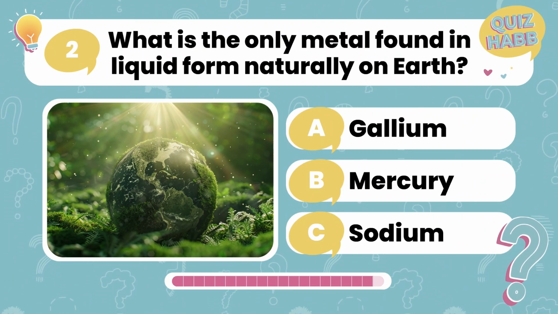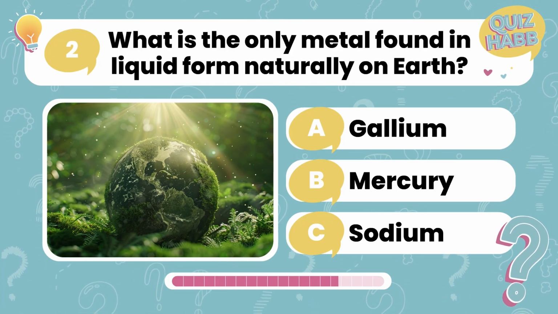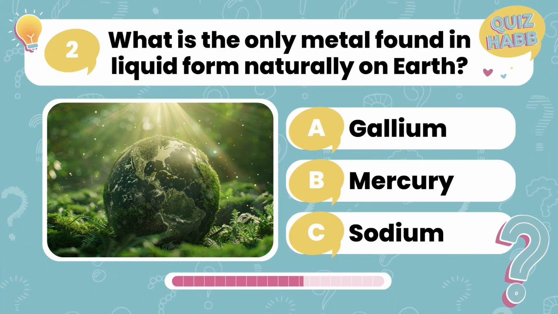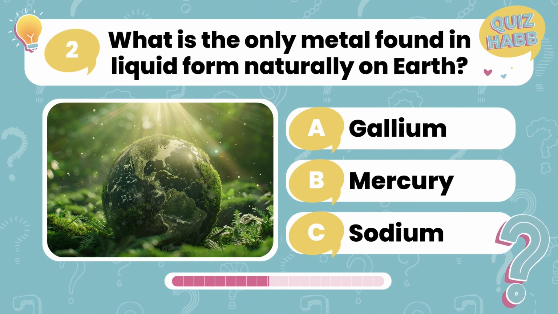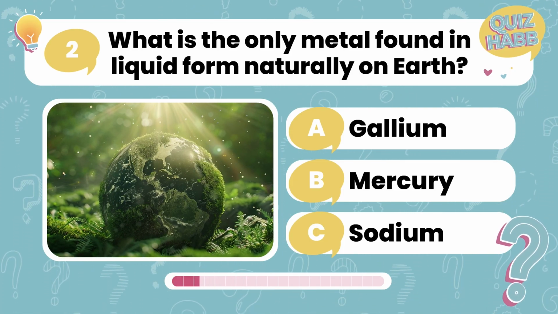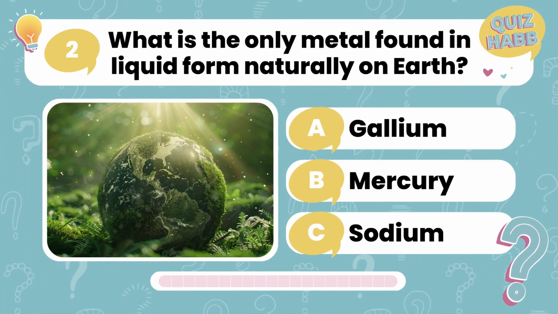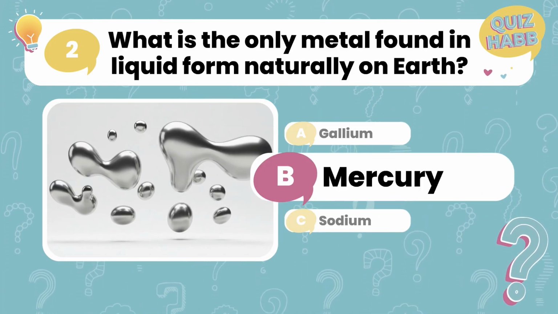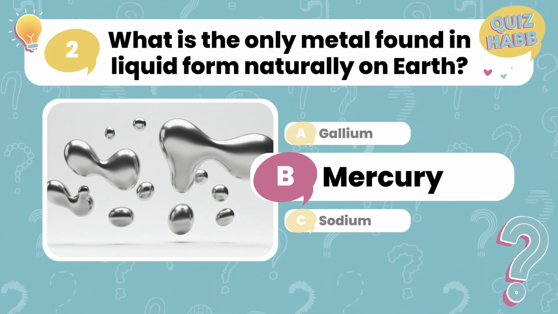What is the only metal found in liquid form naturally on Earth? A. Gallium. B. Mercury. C. Sodium. Correct answer, Mercury. It's liquid at room temperature and naturally occurring.